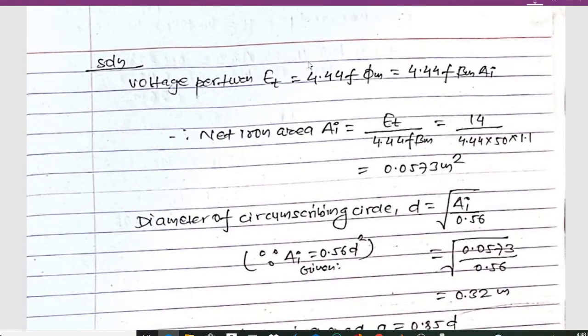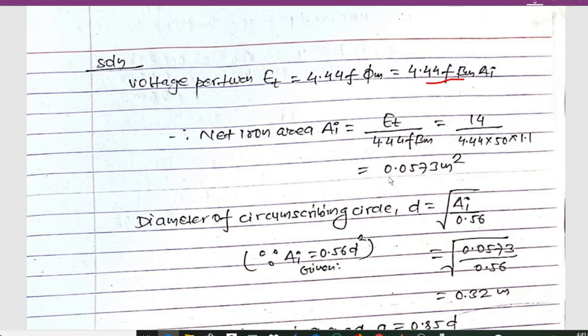And here the first step is voltage per turn. For this you have E_t = 4.44 f Φm, and in place of Φ we can write Ai into Bm, so Bm into Ai is written here. Now from this we can calculate the value of Ai. So Ai will be Et upon 4.44 f Bm, and the value of Et is 14, given in the question, and f is 50, and similarly Bm is also given as 1.1.